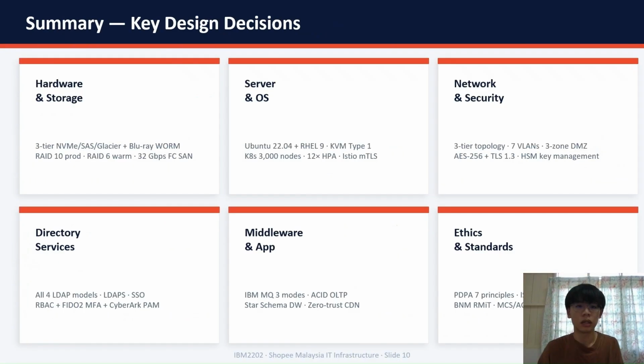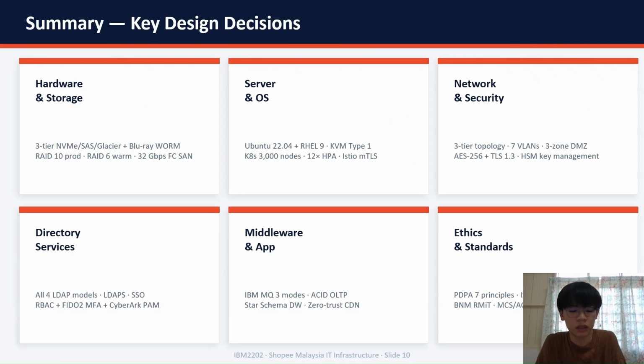to regulators. In summary, we have key design decisions. For hardware and storage, we implement a three-tier hierarchy with NVMe SSD, SSD, HDD, and AWS Glacier, underpinned by RAID 10 for production and RAID 6 for the warm tier, connected via 32 Gb fiber channel SAN.